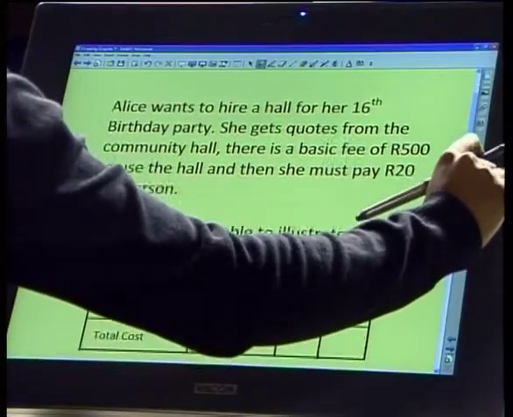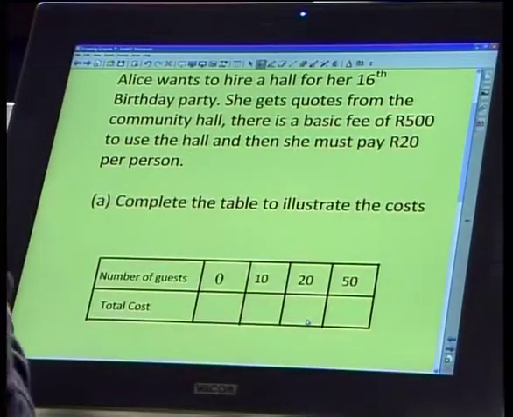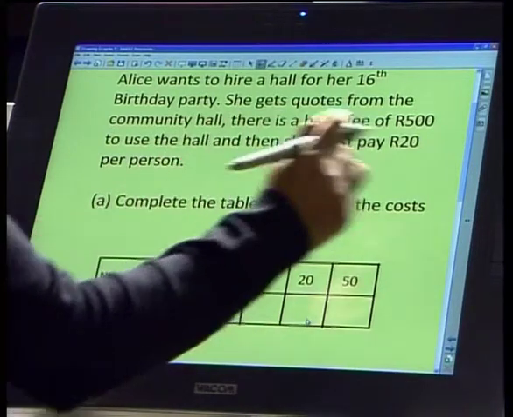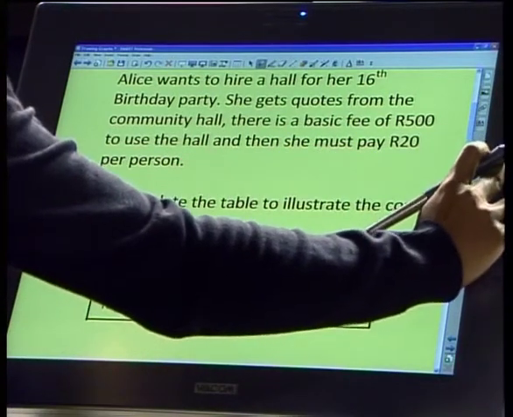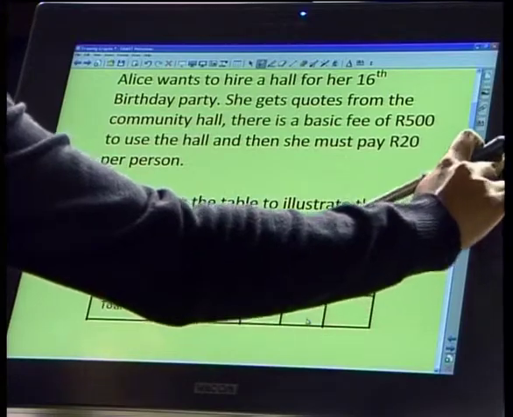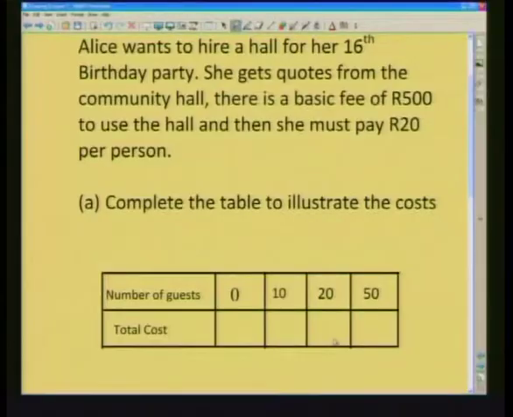We are told that Alice wants to hire a hall for her 16th birthday party. She then gets quotes from the community hall that will tell her how much she has to pay. They tell her there's a basic fee of 500 Rand to use the hall. So before any guests have arrived, she's got to pay 500 Rand to use the hall. And then she has to pay 20 Rand per person that obviously is going to come to her birthday party.